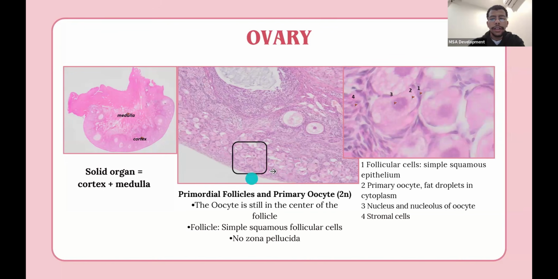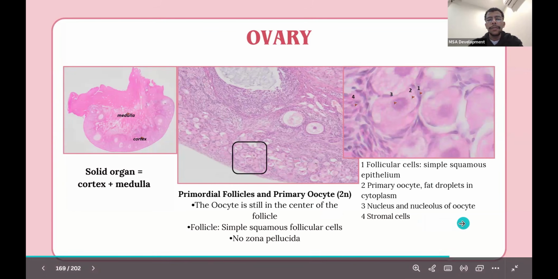Simple and easy. Now, can you guys tell here that this is simple squamous epithelium? Can you guys see how flat it is? Then we have the primary oocyte in the middle. And here we have stromal cells. Stroma is connective tissue. There is no zona pellucida.